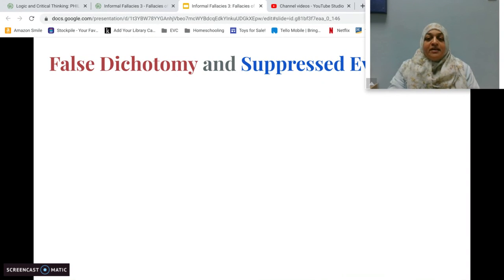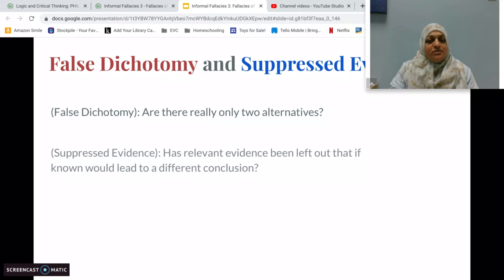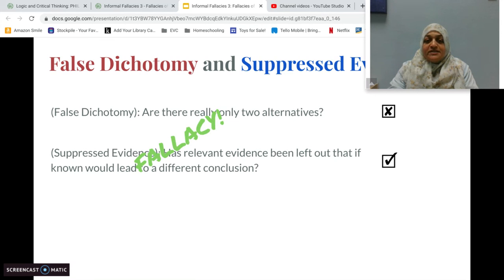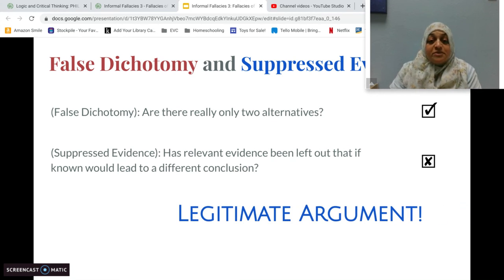So for these two, for false dichotomy, just make sure, are there really only 2 alternatives or are there more? And for suppressed evidence, think, is there a lot of other evidence? Especially this is important when someone's making an argument based on surveys or data. Just make sure, like, hey, is this everything that's going on? Is there other information that we need to know in order to figure out whether we agree with your conclusion? So if there are not only 2 alternatives, if evidence has been left out, then you're dealing with a fallacy. On the other hand, if there really are only 2 alternatives and evidence hasn't been left out, then you could be dealing with a legitimate argument.